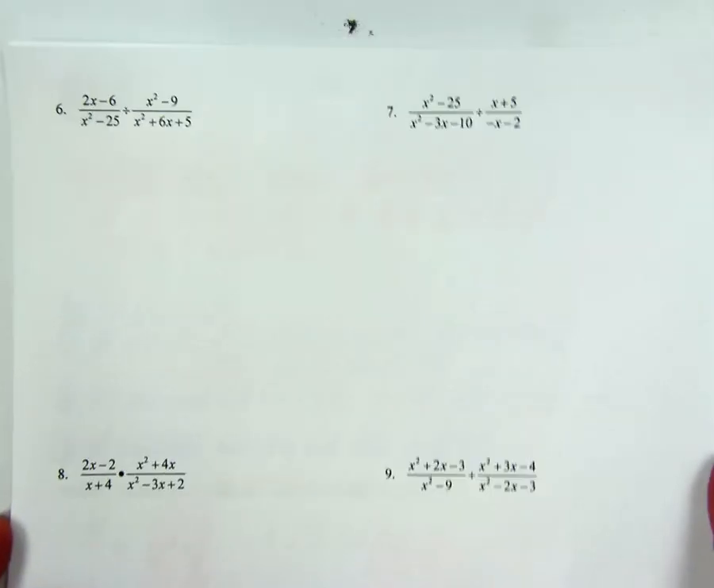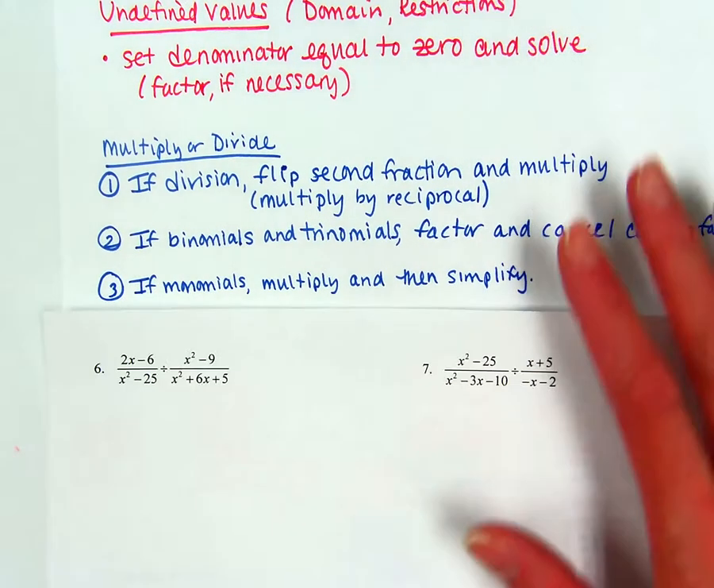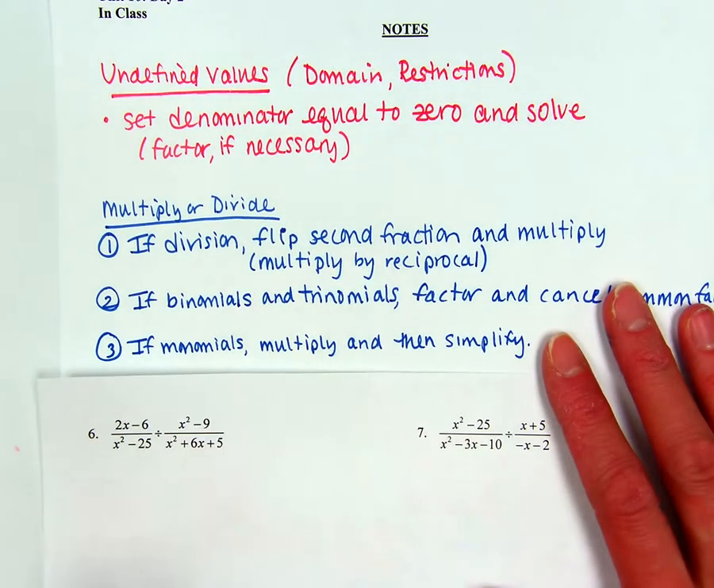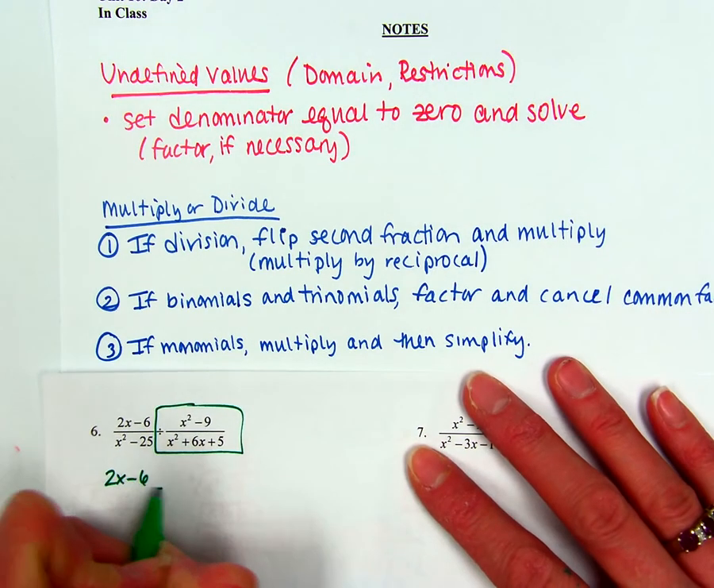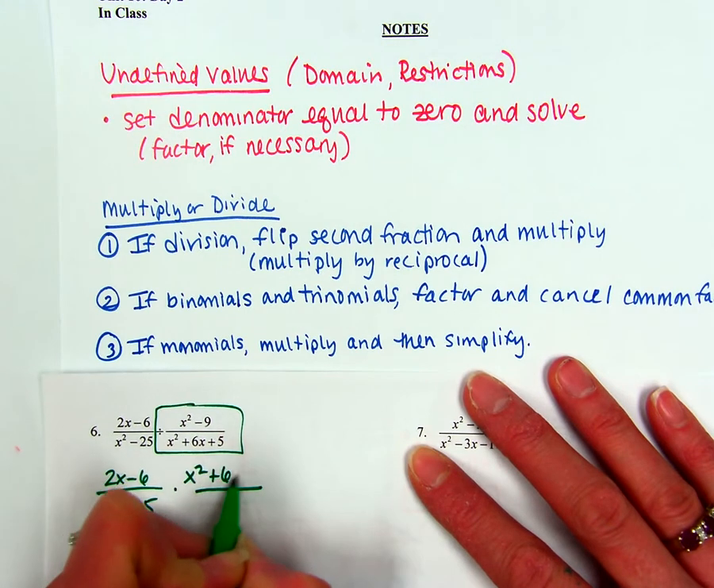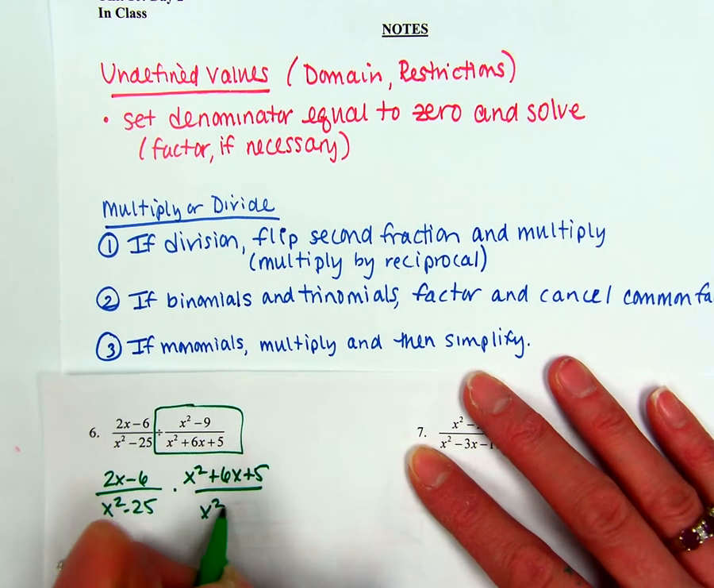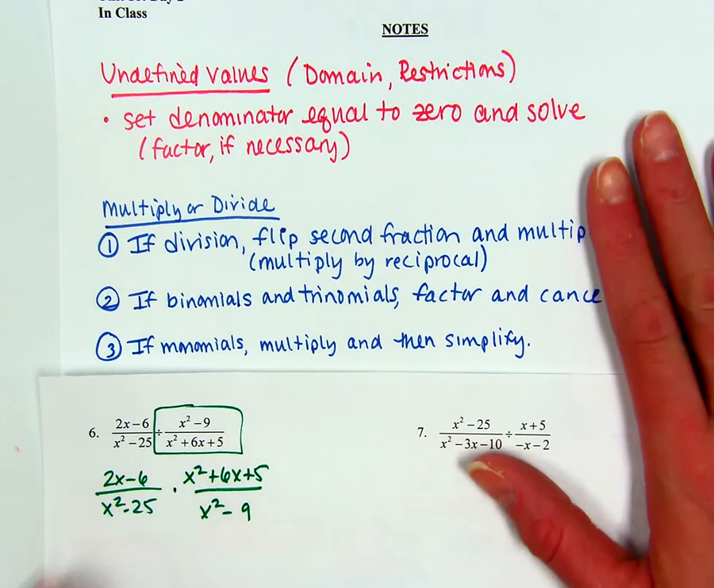Okay, so problem number 6. This time we do have division. So if we look back at our rules, if it's division, we're going to flip the second fraction. So you're going to take this and you're going to flip it. So keep the first one as is. We're going to change it to multiply by the reciprocal. Then you're going to look for anything at all that can be factored.